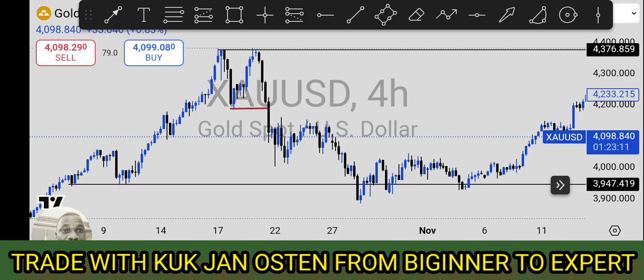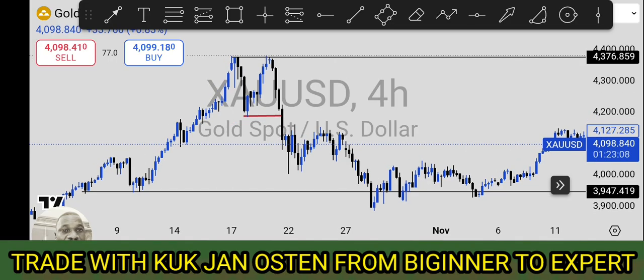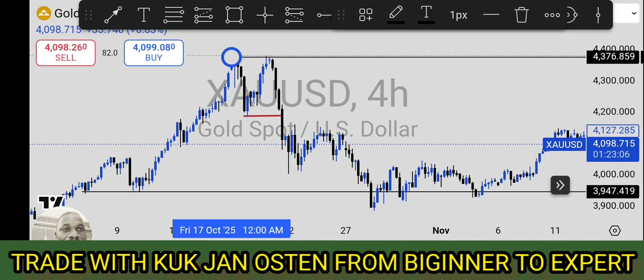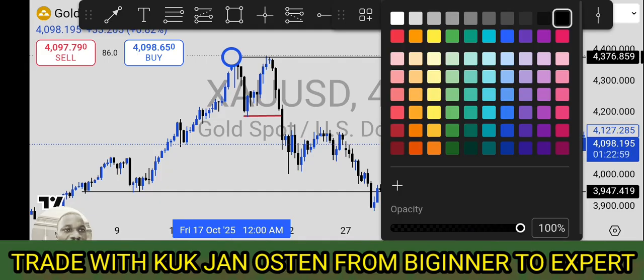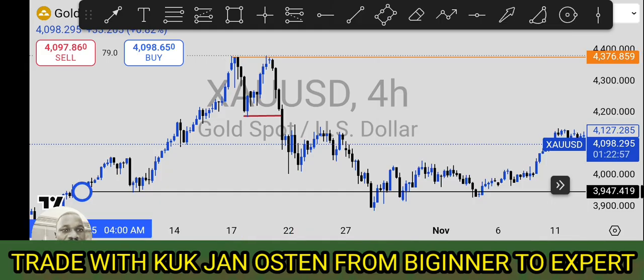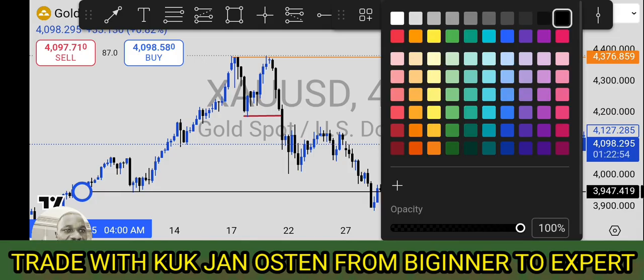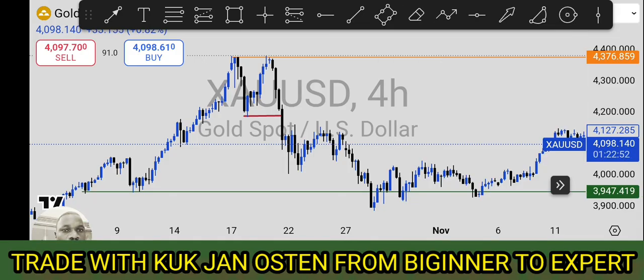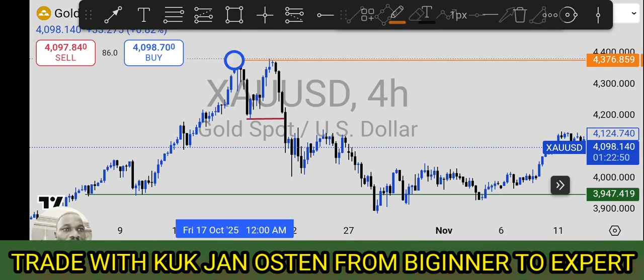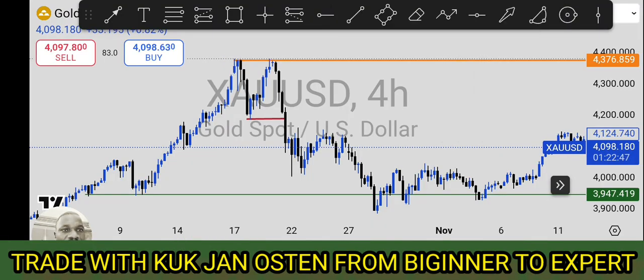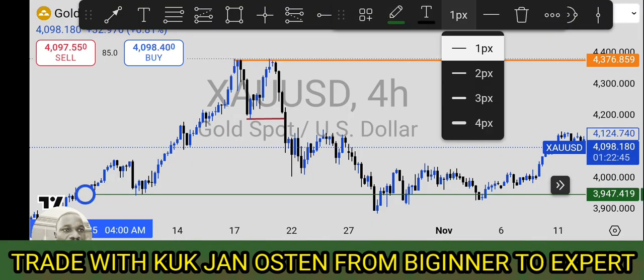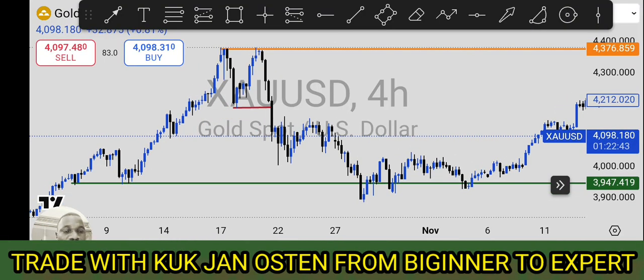First things first, we have already identified the buy side liquidity. Now I can change its color to orange. The sell side liquidity, I can change its color now to green. Okay, guys, so up here we are seeing a buy side liquidity, and down here we are seeing a sell side liquidity.